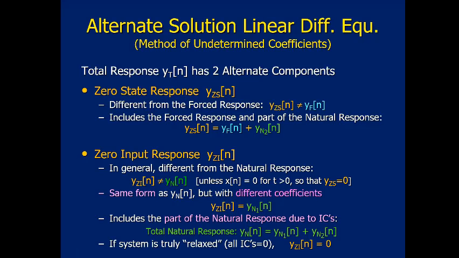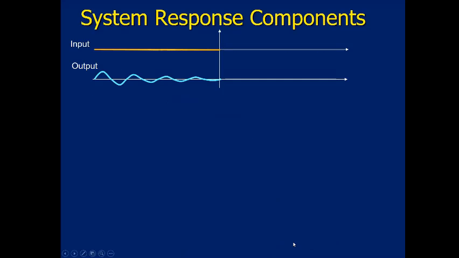Now, if we actually do start off with a truly relaxed system, meaning when I hit it with a new input, it didn't have any leftover response to finish up with. It was truly relaxed. In that case, there can be no zero input response. The zero input response will be zero.